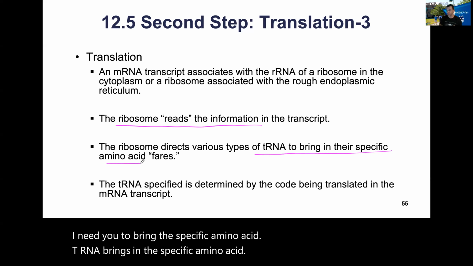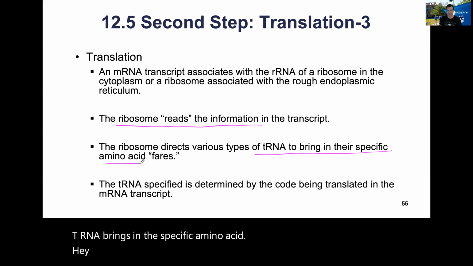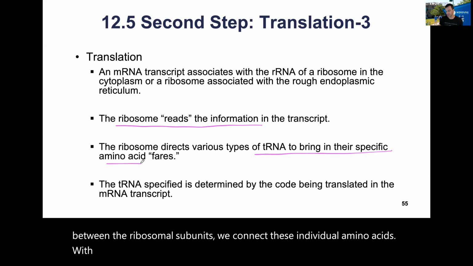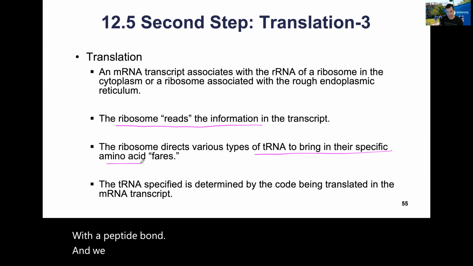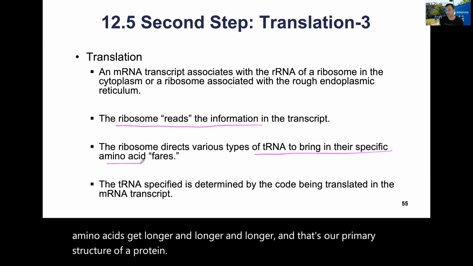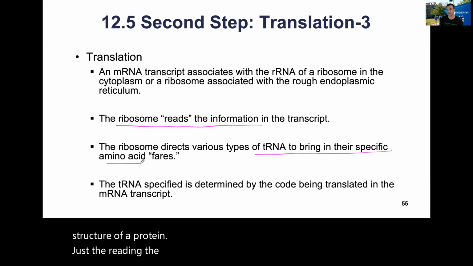Then through a process that happens between the ribosomal subunits, we connect these individual amino acids with a peptide bond, and we just continue to add peptide bonds, and these amino acids get longer and longer and longer, and that's our primary structure of a protein. Just the reading, the translating that occurs at the ribosome.